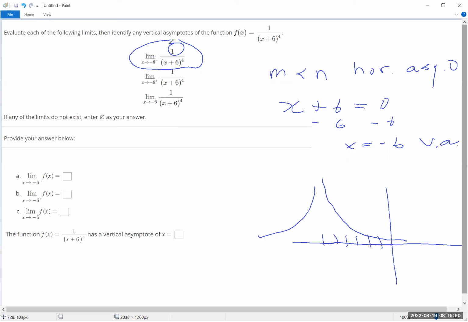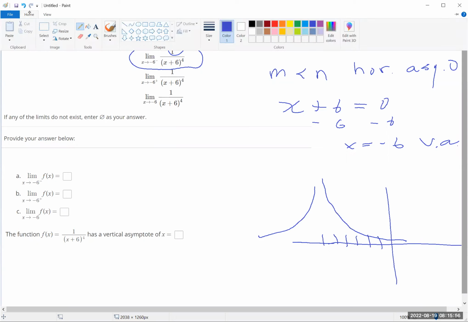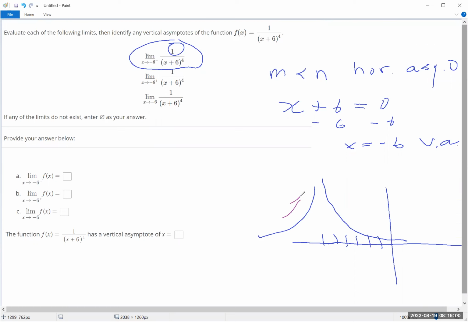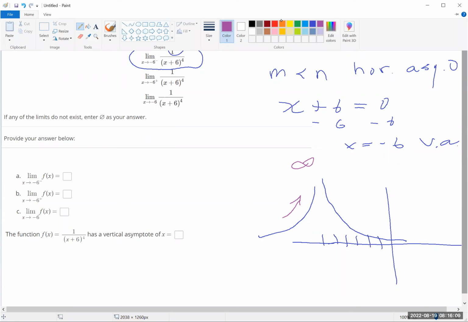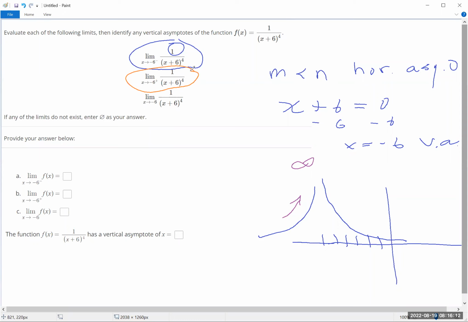All right, so that said, as we approach -6 from the left, then we're looking at this part of the curve, and we know it goes to infinity. As we approach the same curve from the right, it also goes towards infinity. And because those coincide, then the limit as x approaches -6 is infinity. So all of these are going to be infinity. And that's how you do this kind of problem.